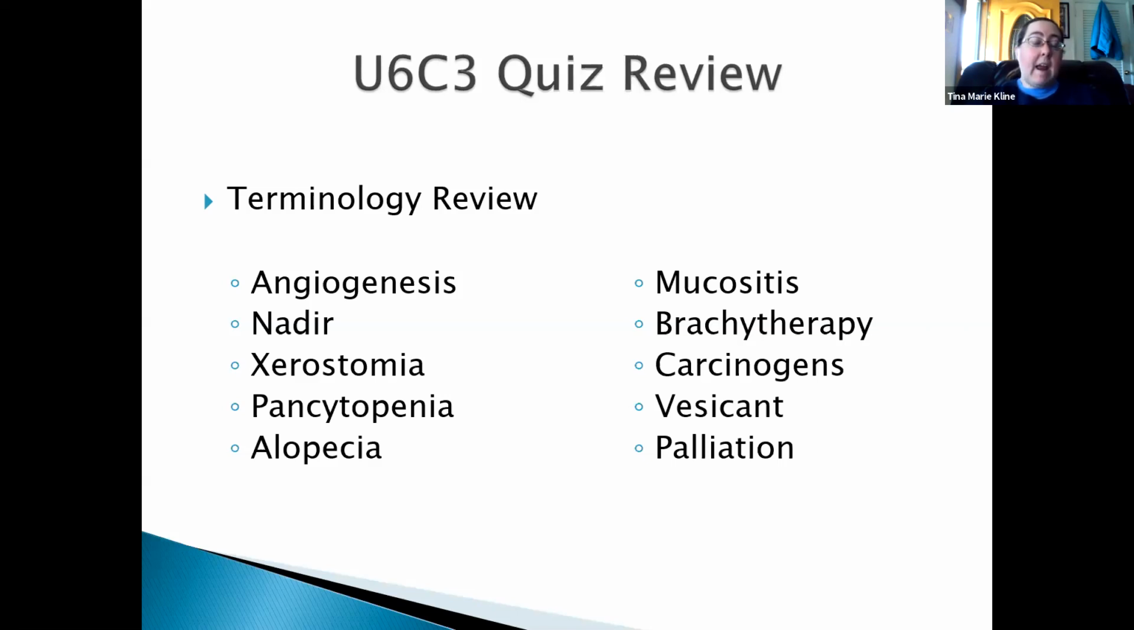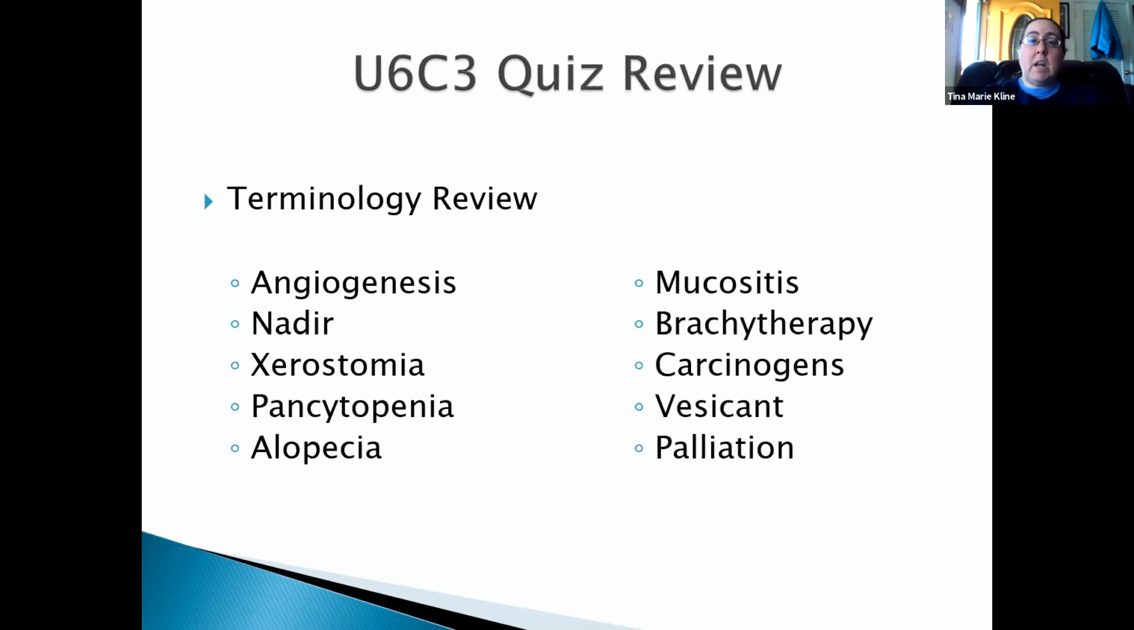Alopecia is the loss of hair. Typically when we talk about alopecia, we think about the hair on our head, but it actually applies to body hair, eyelashes, eyebrows, everything. We'll talk about it in relation to chemotherapy where it's systemic, but also in relation to radiation therapy where it's much more site specific, particularly with the external beam radiation.